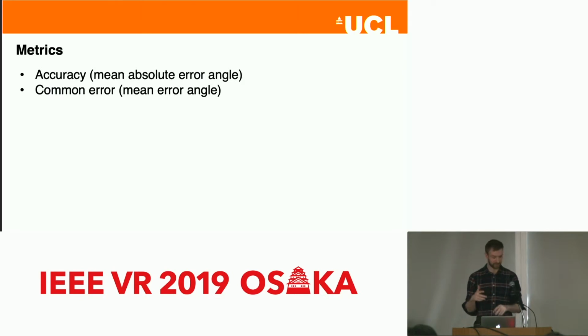Okay, and what metrics did we look at? The first one was accuracy, how good were they at the task? We measured this using the mean of the absolute error angle. So we're only taking the magnitude of the angle and taking the mean of this. We also looked at the common error. This is the amount that, if you include the sign when you're taking the mean, where's the middle?